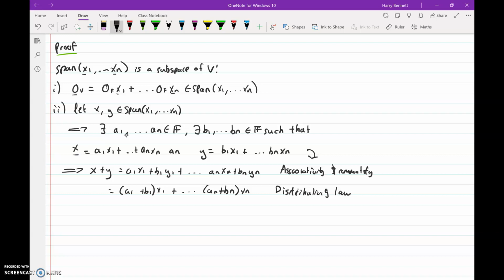And now we've done that, it's pretty simple. We've got a1 and b1. We've already said they're in a field, so a1 plus b1 is still an element in the field. So this is in F, and this is also in F here. And these are vectors in our vector space, and this is just the definition of span. So, hence, these are contained in the span.